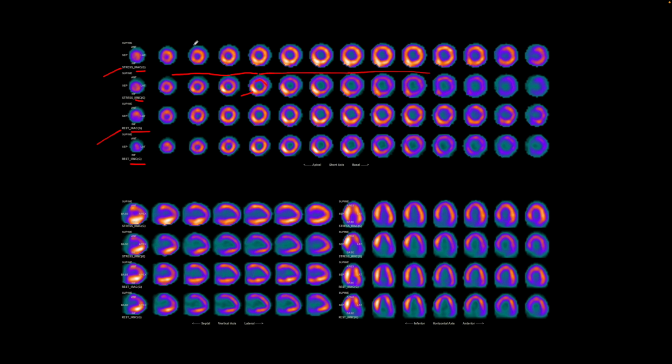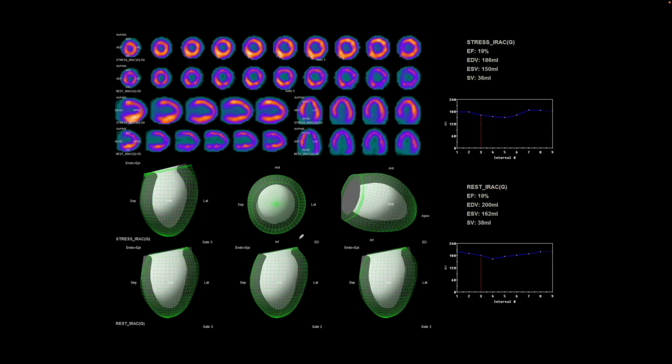And on attenuation corrected images, that defect goes away. And when we compare the attenuation corrected stress images to the attenuation corrected resting images, we find that there are no reversible or fixed myocardial perfusion defects. So with that, we move on to looking at the function, and here we find that it's not moving well. I don't have the moving images to share with you. The ejection fraction is only 19%. So with preserved perfusion and abnormal function, we would make a diagnosis of non-ischemic cardiomyopathy.